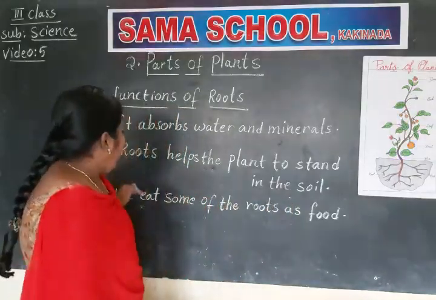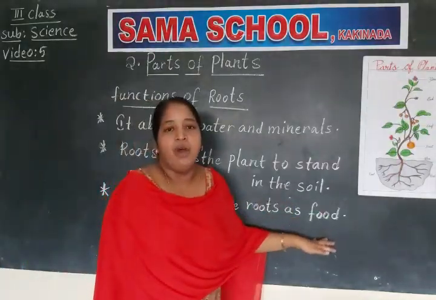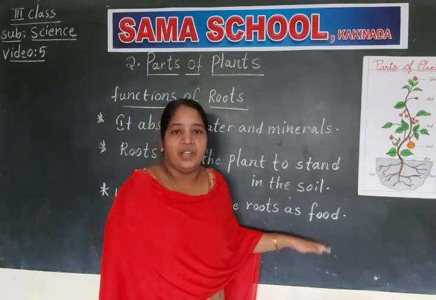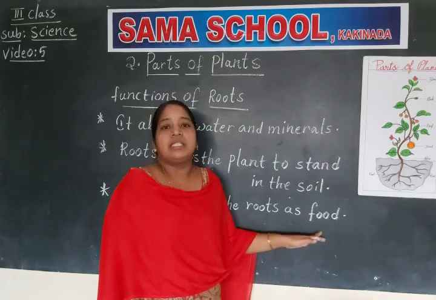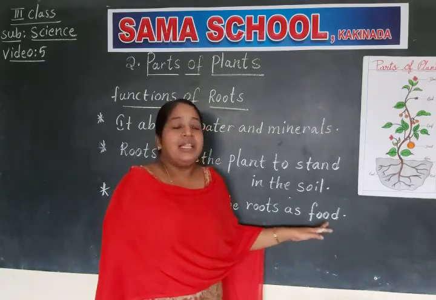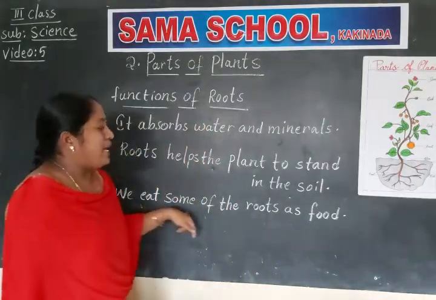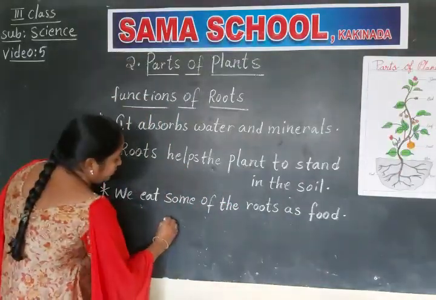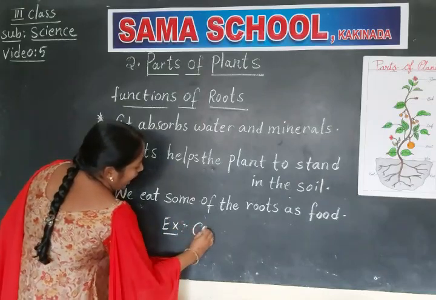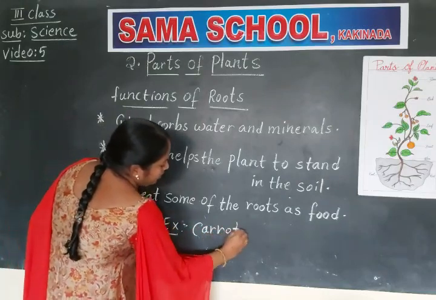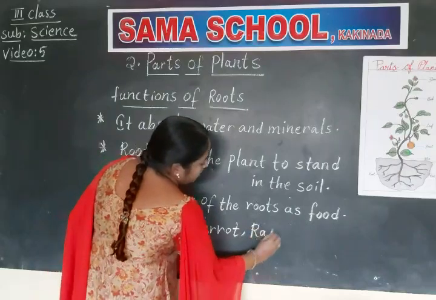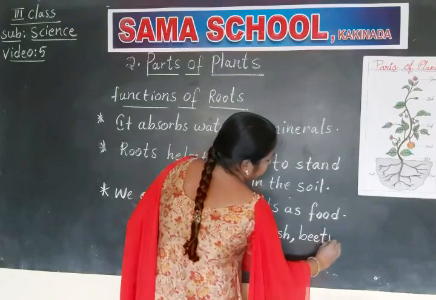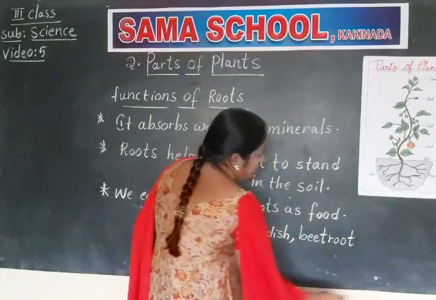Clear, children? Okay. And some of the food, the plant stores in different parts, such as roots, stem, fruits, and so on. That's why we eat some of the roots as food. The best examples are carrot, radish, beetroot, etc.